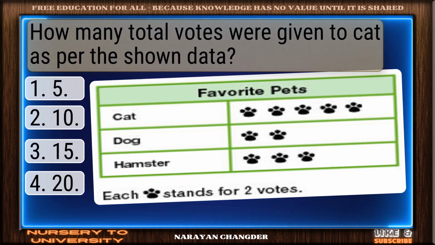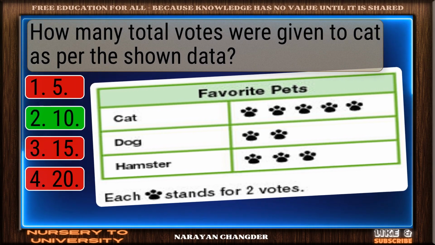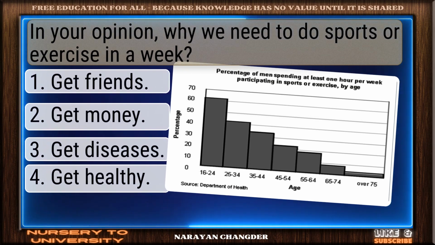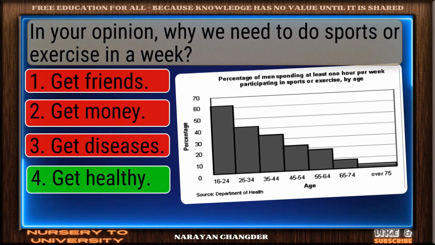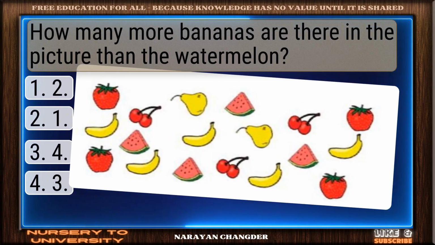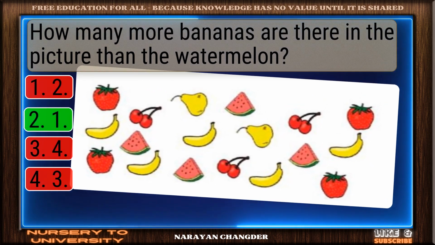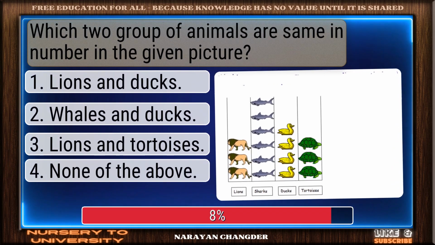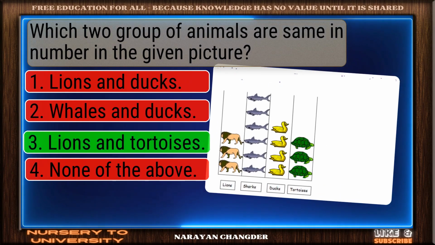How many total votes were given to cat as per the shown data? Well reasoned. 10 is correct. In your opinion, why do we need to do sports or exercise in a week? Good thinking. Get healthy is right. How many more bananas are there in the picture than the watermelon? Nice selection. 1 is correct. Which 2 groups of animals are same in number in the given picture? Clear logic. Lions and tortoises is sound.